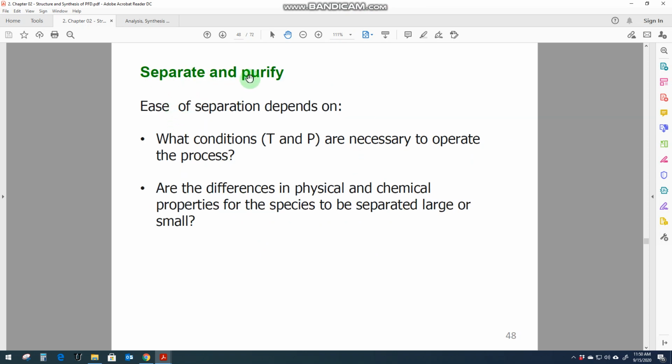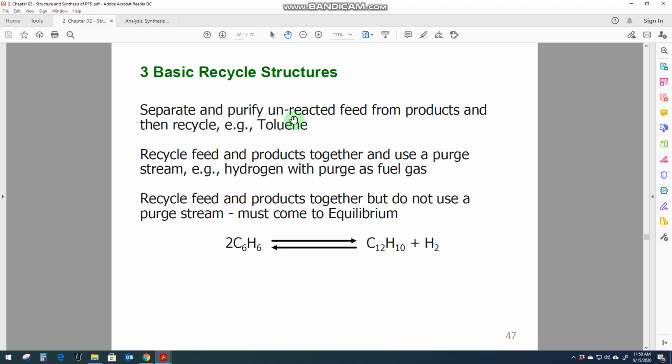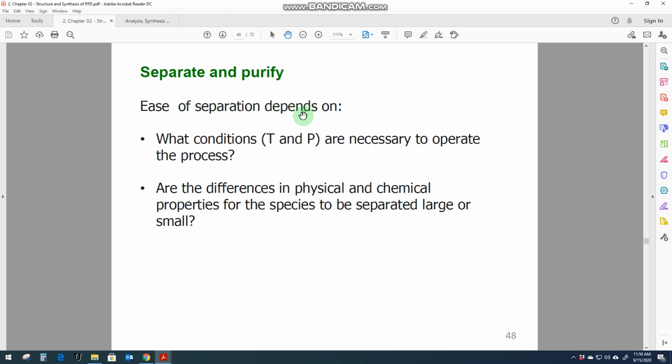So number one, separate and purify. This is point number one. The first thing that you can do, if you can easily separate the undesirable product from the desirable product, is to do that. But what things should you keep in mind? Ease of separation depends on, first, what conditions, temperature and pressure, are necessary to operate the process. To separate the undesirable product from the actual product, which separation process are you going to use, and what are the temperature and pressure requirements?